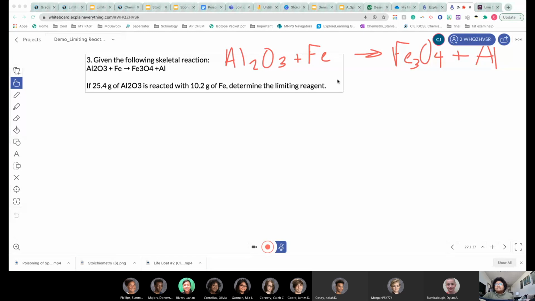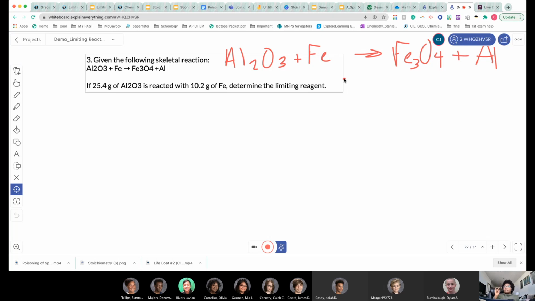So the way I did this one is I realized that everything is unbalanced, right? The important thing to note is my irons are unbalanced and my aluminum is unbalanced. But with my oxygens, I have an odd number on one side and an even number on the other side, right? Does everybody see that? I have 3 oxygens on the left, 4 oxygens on the right. That number does not work, right? So they at least need to both be even so that I can do a multiple.